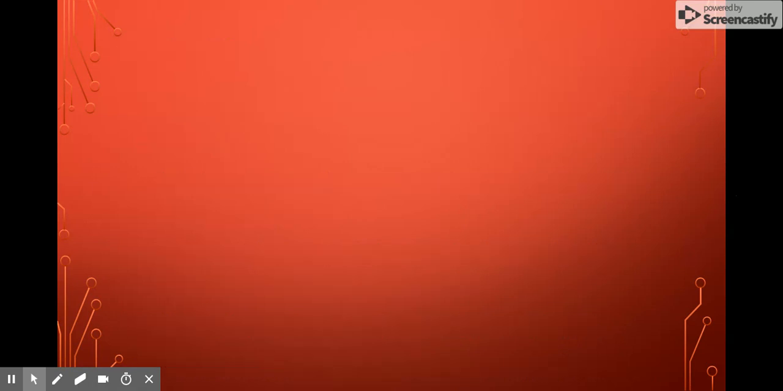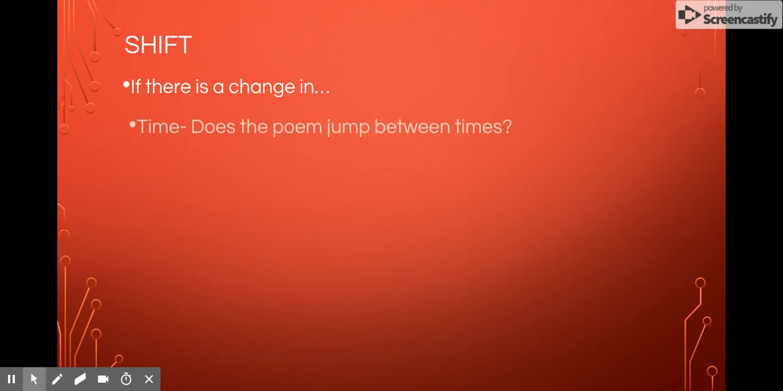Next, we have shift. Now, shift is exactly what it sounds like. We are looking for changes in the poem, specifically changes in time. Like, does the poem jump between different time periods? Does it jump between different points in the day? Does it start in the morning and end at night? Are there changes in tone? Anywhere in the poem, does the attitude change? Does the subject change? Or the attitude towards the subject?